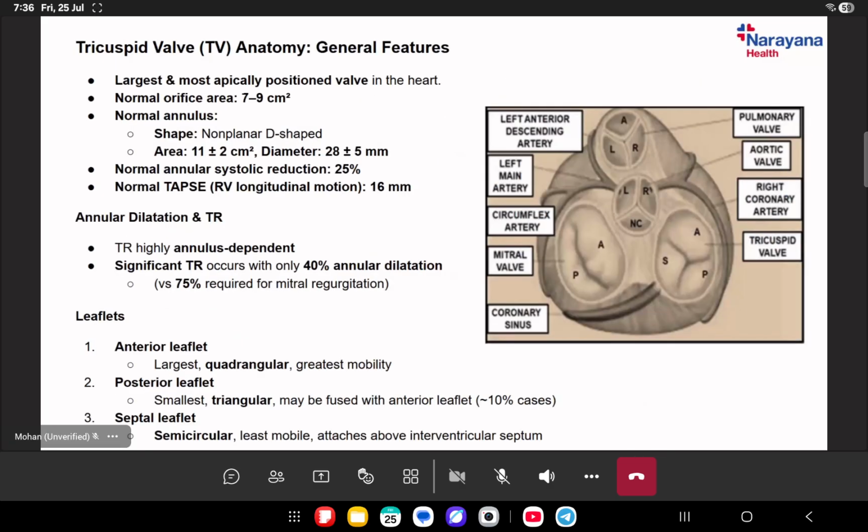Coming to tricuspid valve anatomy. If we see the general features, the largest and most apically positioned valve in the heart is the tricuspid valve, with a normal orifice area of around 7 to 9 centimeters square.